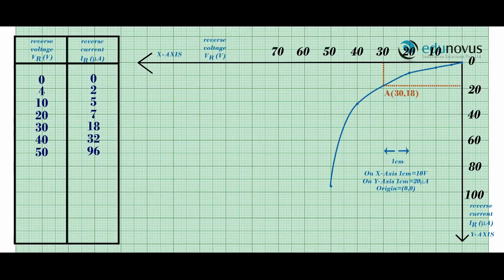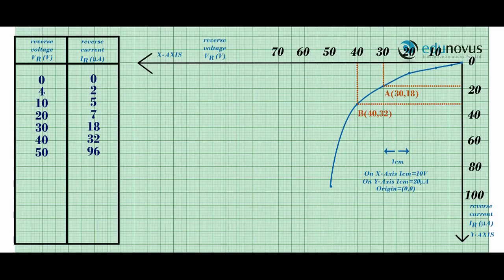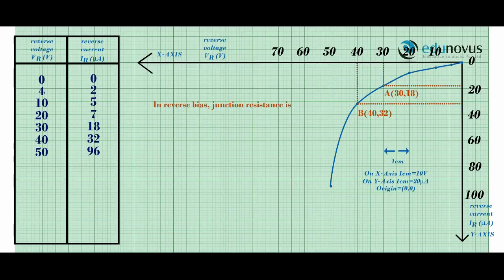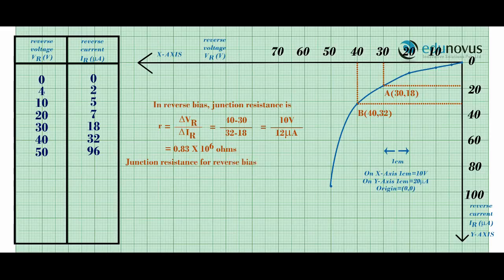Let us consider two points A (30, 18) and B (40, 32) in the graph. In reverse bias, junction resistance R is equal to delta VR by delta IR, that is equal to (40 minus 30) by (32 minus 18), which is 10 volts divided by 14 microamperes. That is 0.83 into 10 power 6 ohms. Therefore, junction resistance for reverse bias is equal to 0.83 into 10 power 6 ohms.